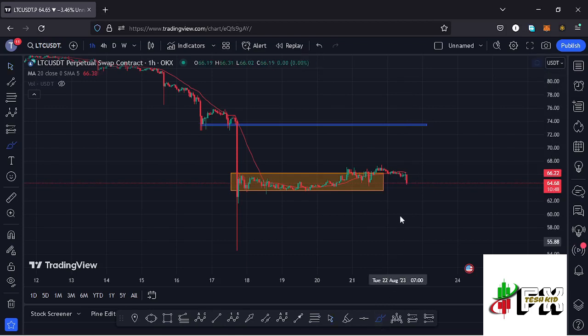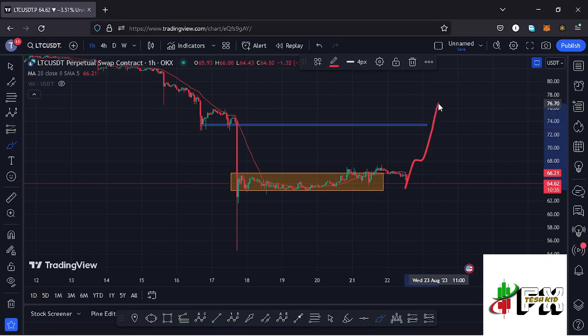And in case such a movement plays out and we see a break to the upper side, then we can easily see Litecoin get above the $70 mark, where we have our next key area of resistance, and a break above resistance with a successful retest. Then we can easily see Litecoin continue gearing up and get above the $75 mark in the next coming hours or maybe days.